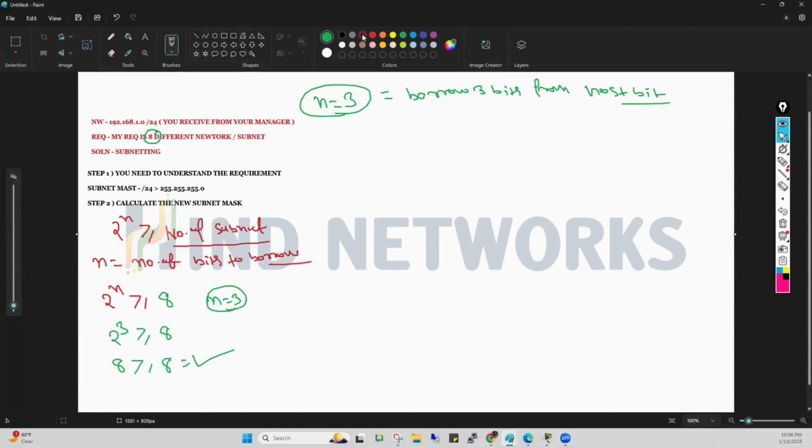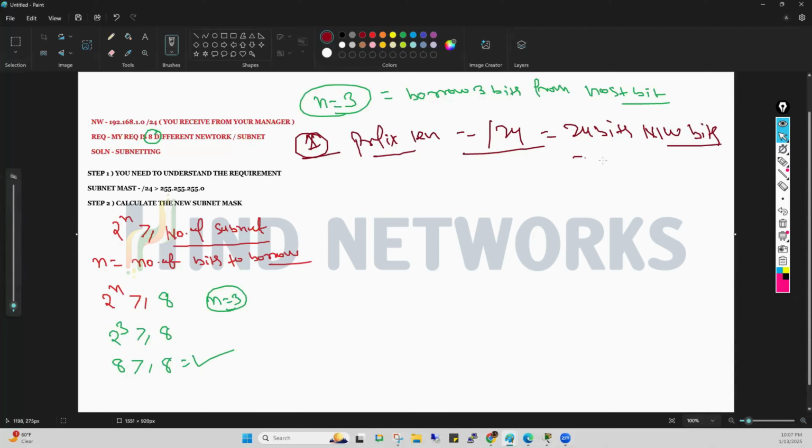Come here. Now see here. What is the prefix length you got from your manager? Your manager provided you prefix length /24. Yes or no? So /24 means 24 bits are network bits, and 8 bits are host bits. This is the meaning of /24.